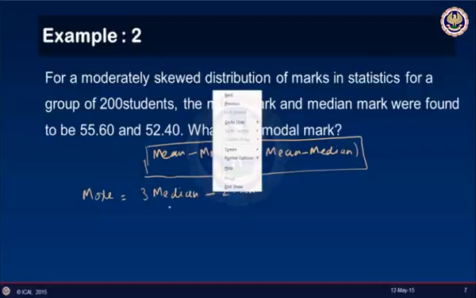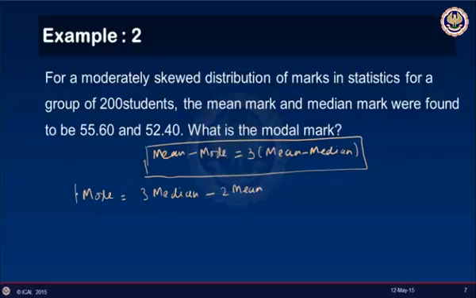This is also a very important formula. Mode equals 3 times median minus 2 times mean. Now look at the example for a moderately skewed distribution of marks in statistics for 200 students. The mean marks and median marks were found to be 55.60 and 52.40.